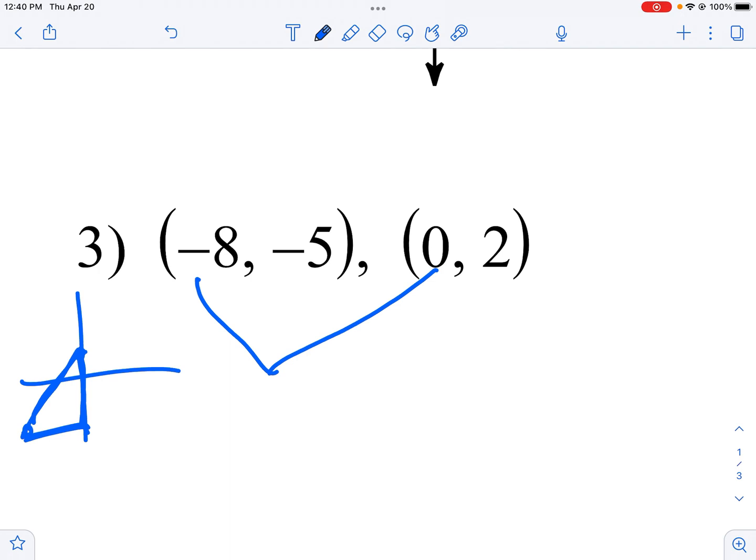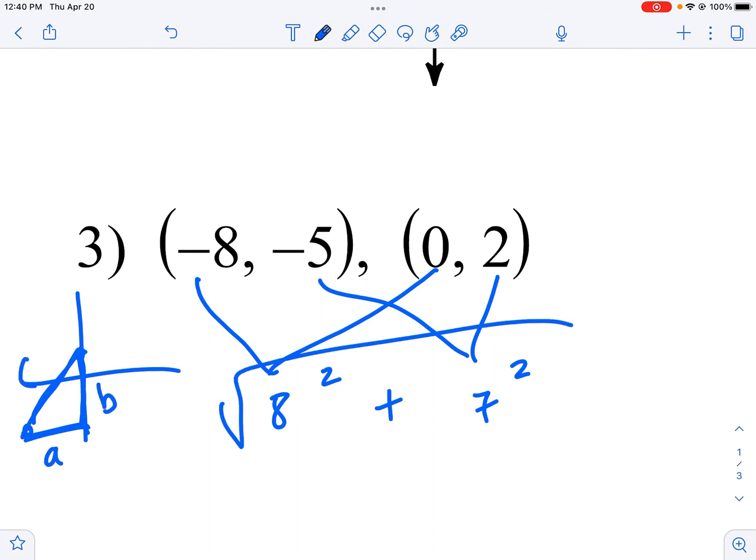Well, if we just do -8 minus 0, you get -8. But it's a distance, and so we're not going to put the negative part on it because distances are never negative. If we do -5 minus 2, we get -7. And again, distances aren't actually negative, and so we're going to do that. So that's how wide and tall this triangle is. We need to now square these because these are the A and B values. We're trying to get C.